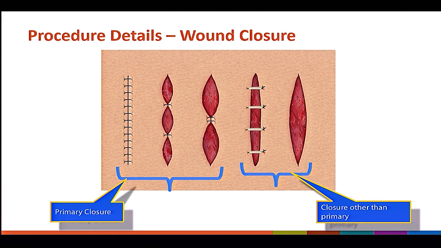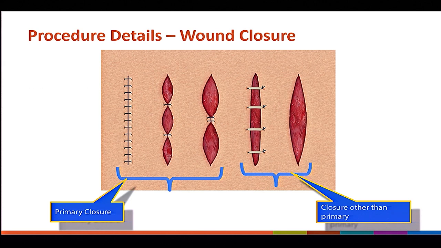Next, we're going to talk about closure technique. So our definitions of primary closure and closure other than primary did not change for 2018. Primary closure is defined as closure of the skin level during the original surgery, regardless of the presence of wicks, wires, drains, or other devices or objects extruding through the incision. If any portion of the incision is closed at the skin level by any manner, the surgery is designated as primarily closed. And this is illustrated in the first 3 incisions.